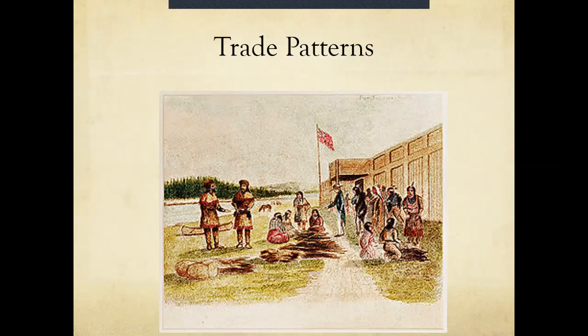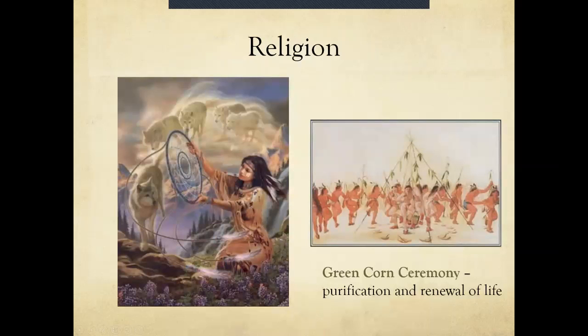So notice this depiction here. You've got these natives who are trading, but then you've also got some Europeans who are nearby. And so the Europeans are going to become part of this trade network and basically hire out, if you want to call it hiring out or taking advantage of, the natives to get some of these goods that they will then sell back in Europe.